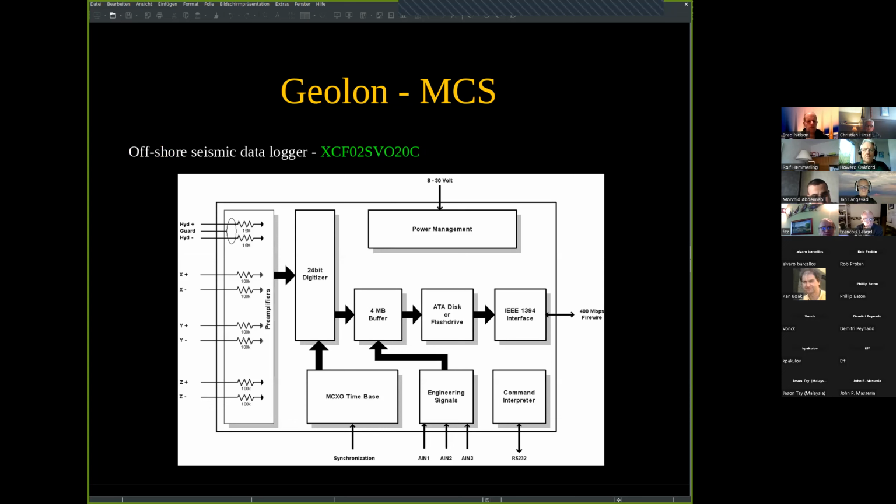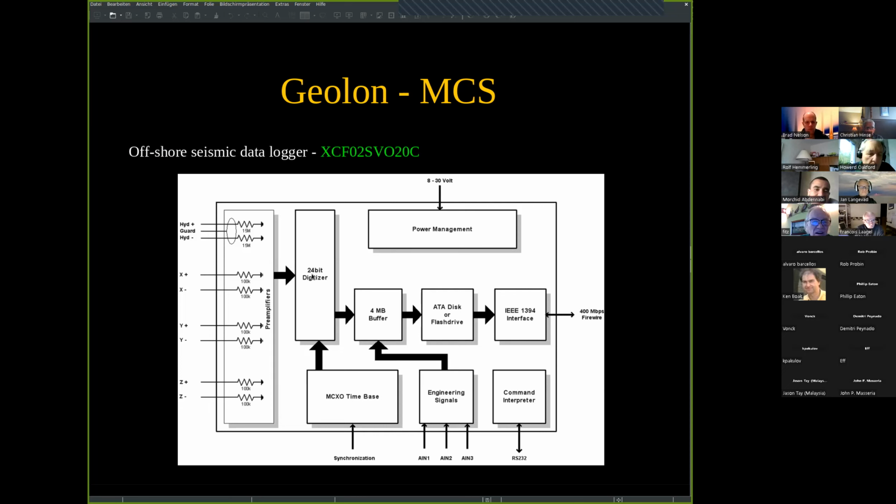Geo Geon MCS. This is an offshore seismic data logger, and offshore means besides the XYZ axis of geophones, we also have the hydrophone pressure, the so-called Z component. So this is actually a 4-channel data logger. And this is also the reason why commercial land seismic recorders cannot be used for this purpose. And this is, well, it's not very complicated.